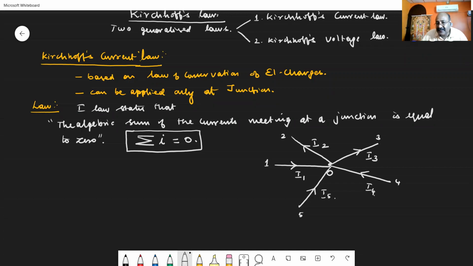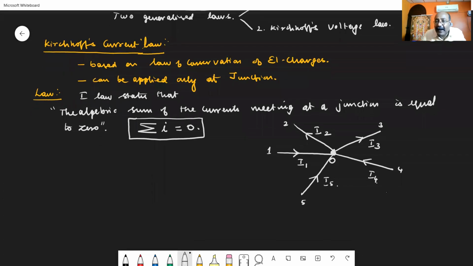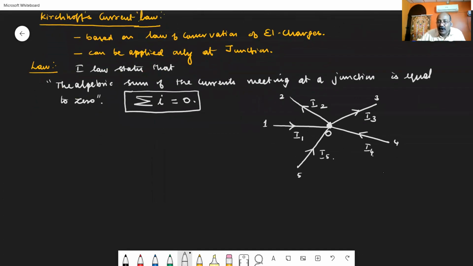The algebraic sum of the currents meeting at this junction is equal to 0. Considering the currents I1, I2, I3, I4, and I5, in some of the conductors current is flowing towards the junction, and in others it is flowing away from the junction. So I have to apply a sign convention, that is, I am going to put either plus or minus.